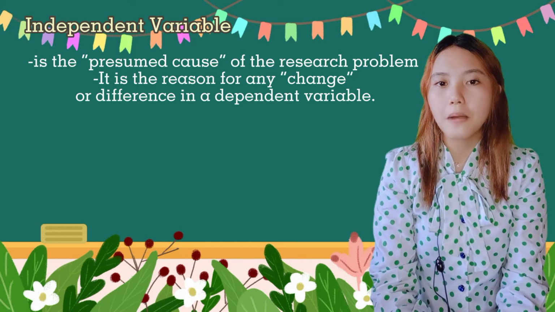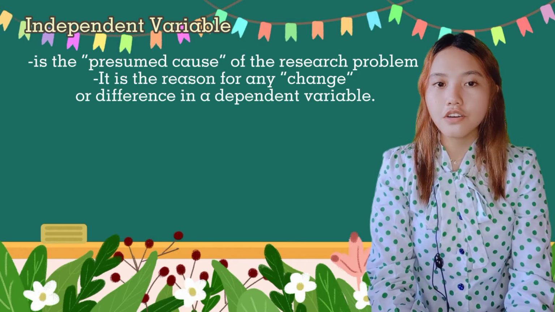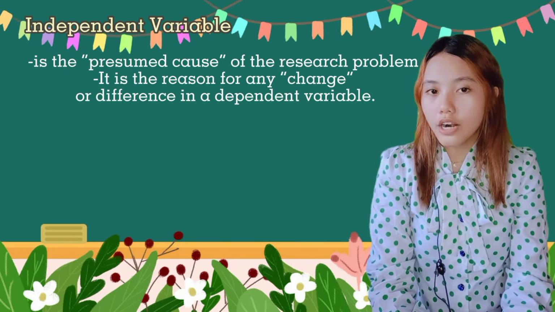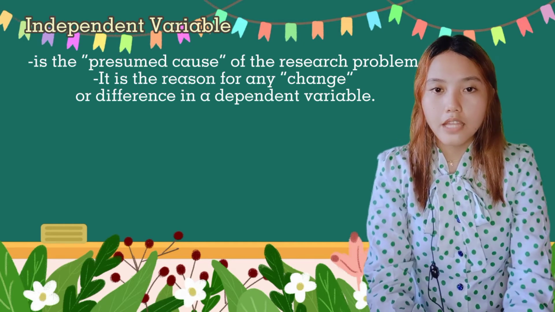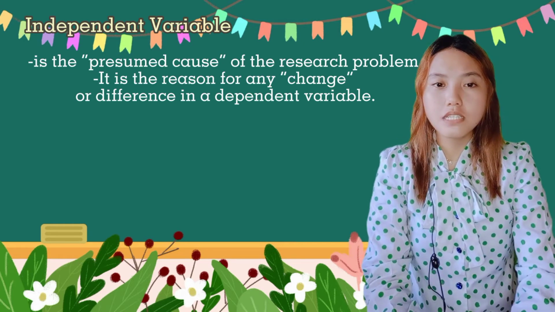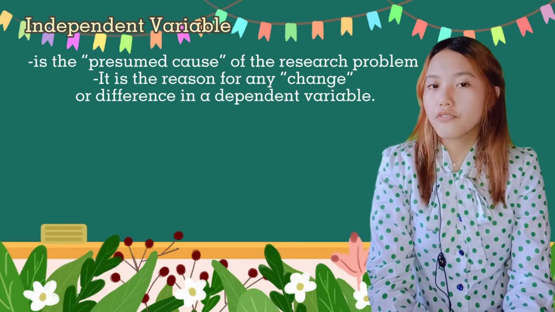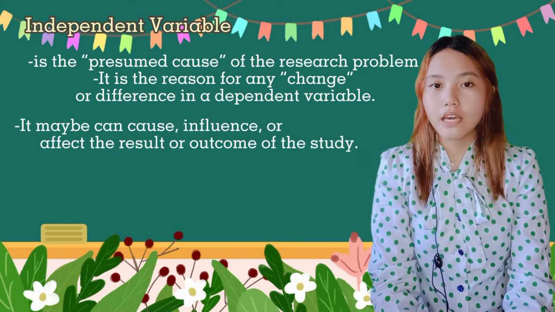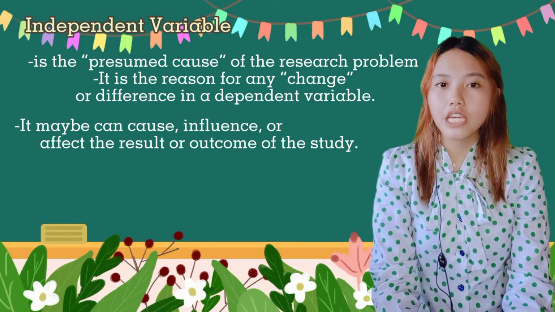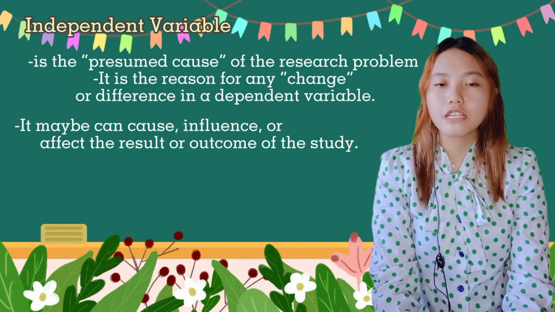Independent variable is the presumed cause of the research problem. It is the reason for any change or difference in a dependent variable. It can be purposely manipulated by the researcher, depending on the focus of the study. It can cause, influence, or affect the results or outcome of the study.